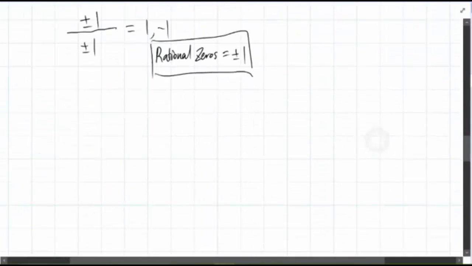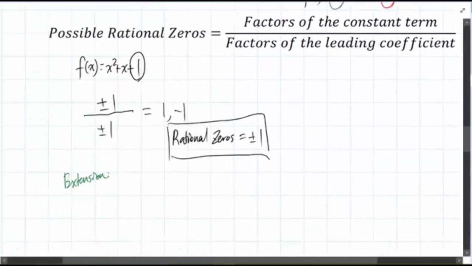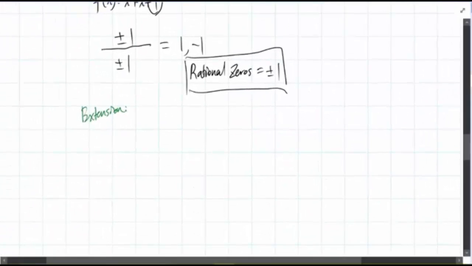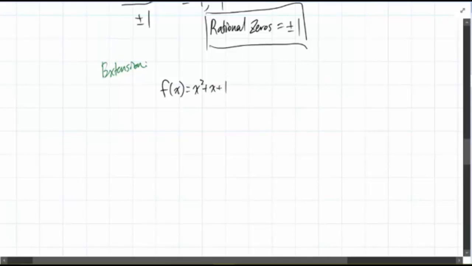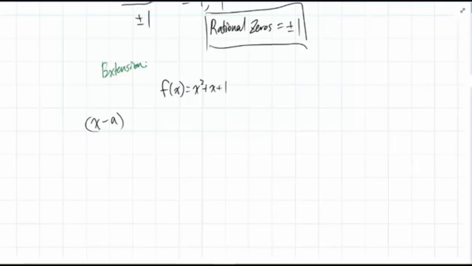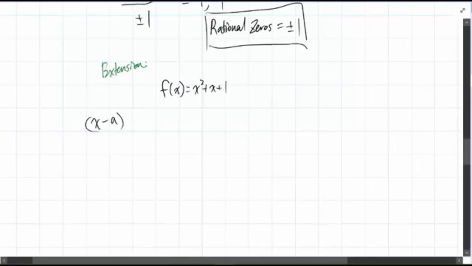After this, what we would normally do as an extension is to actually solve and test which one works. So if we have f of x equals x squared plus x plus 1, the same function we had before, we'll test this out. We would use synthetic division, the x minus a form, which I talked about in the previous videos. So I want to try positive 1 first.